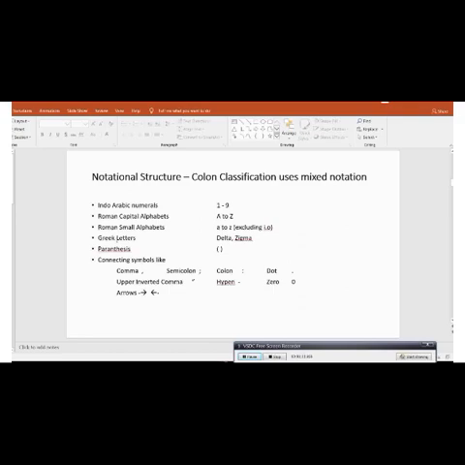Okay. He introduced the notational structures. Dr. S. R. Ranganathan used Arabic numerals like 1 to 9, Roman capitals A to Z, Roman small letters a to z excluding i and o, Greek letters delta and sigma. He used parentheses, open bracket and close bracket, in addition to symbols like comma, semicolon, colon, dot, upper inverted comma, hyphen, zero and arrows. Two arrows.